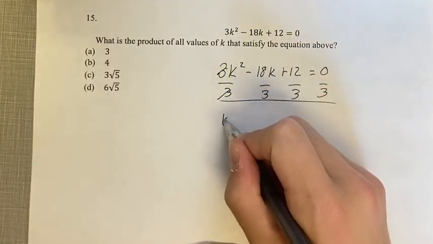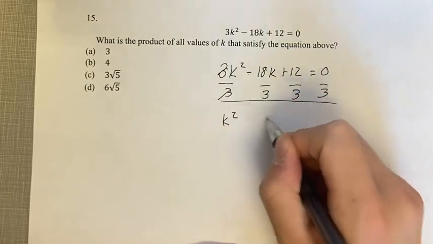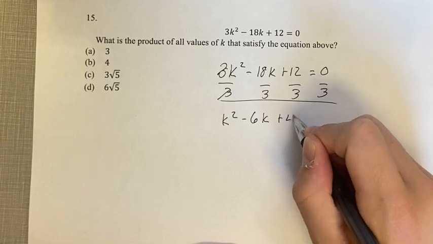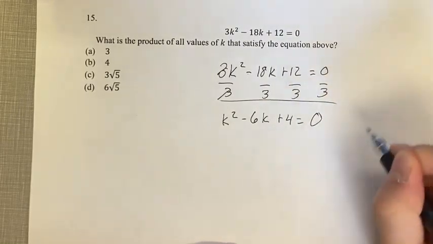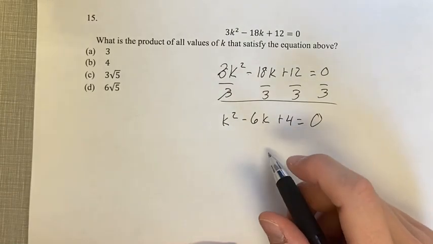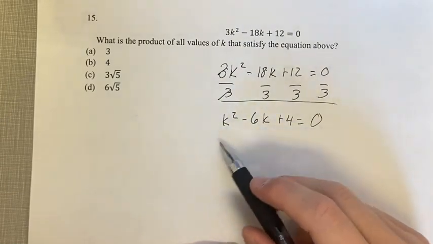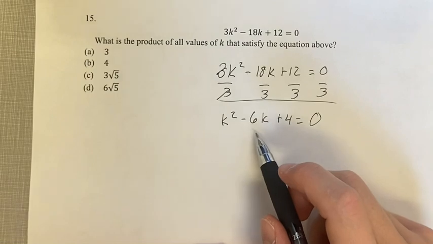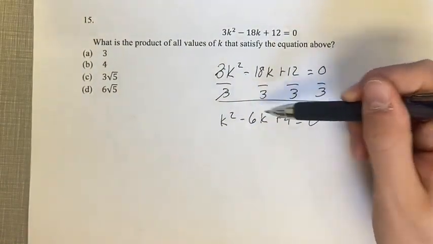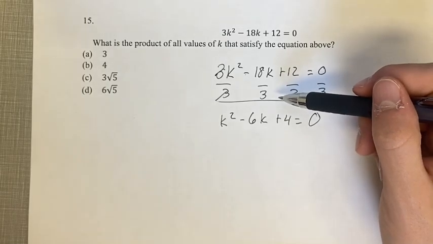This just cancels out and we're left with k squared. Now we have negative 18 divided by 3 is minus 6k. Plus 12 divided by 3 is plus 4, and then 0 divided by 3 is just 0. Now we have a quadratic, and you could try to find some factors, but there's nothing that really works here. There's no two numbers that multiply to 4 and add to negative 6, right?